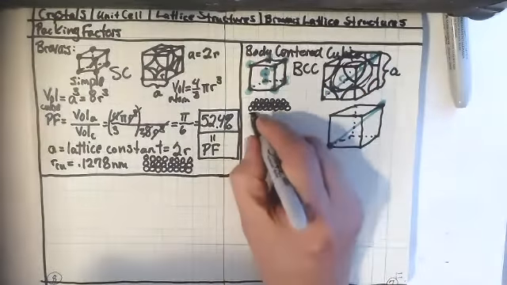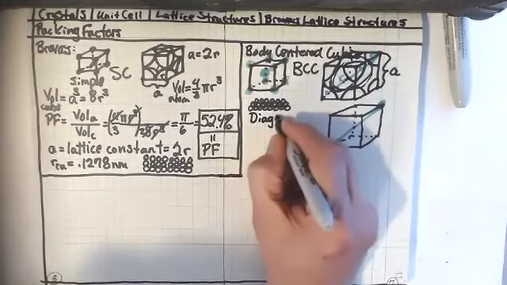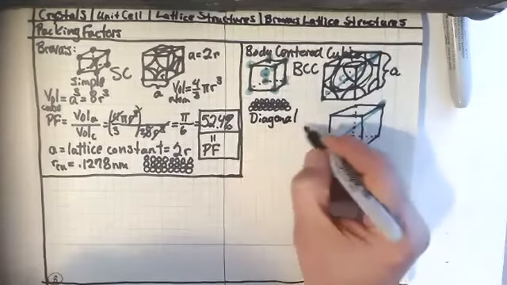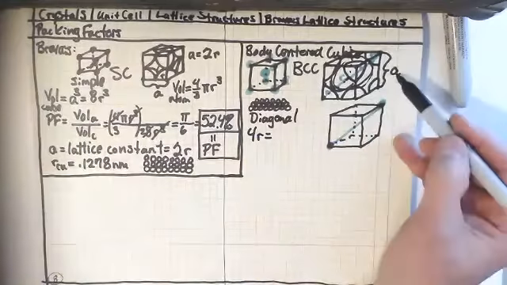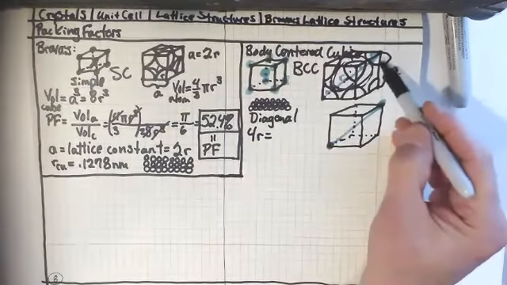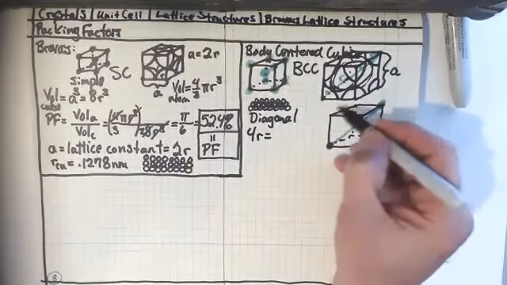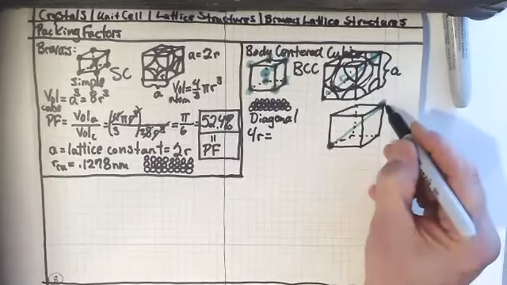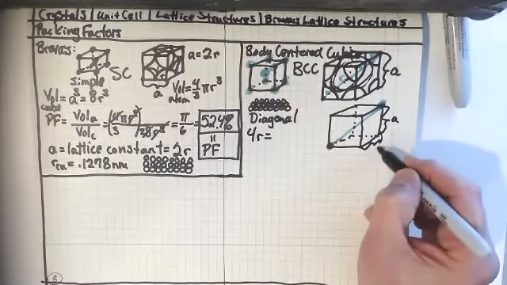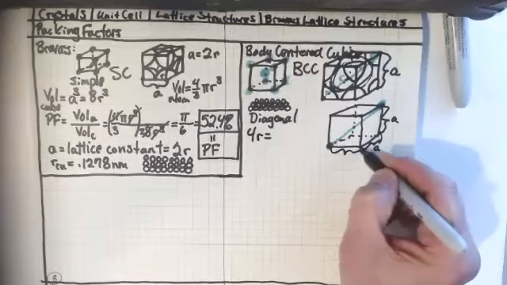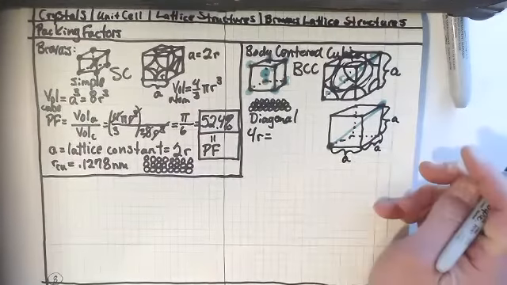So let's do that. That diagonal equals 4r. Now, what does it equal in terms of a? We know that distance is a. It's cubic, so we know all the sides are the same. So this distance here is a, this distance here is a, and this distance here is a, right?